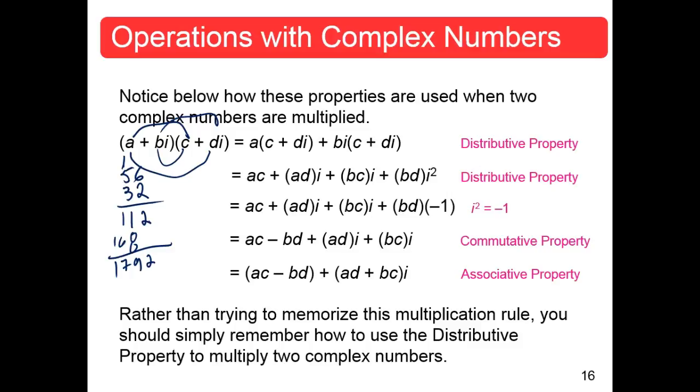What do you get here? a times c is ac. a times di is adi. But multiply the real parts together, just have the i on the outside. And over here you have b times c times i. But here you have b times d times i, which is i squared. All right? Okay, this is real. That's real. That's real, but with imaginary parts on that. But what is i squared?